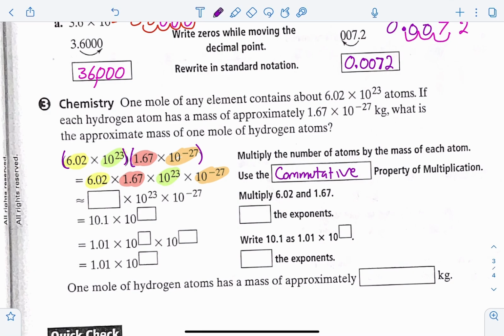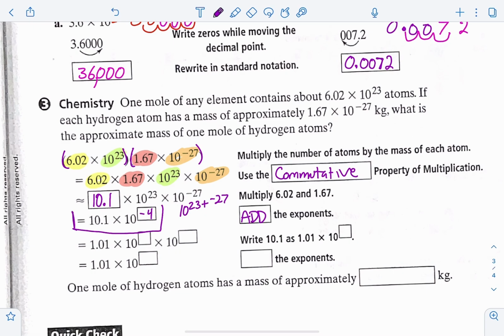6.02 times 1.67 is going to give me 10.01. All I did was multiply those. Then I still have 10 to the 23rd and 10 to the -27. When we have things that have the same base and they're being multiplied, we add the exponents, right? We did this recently. So we have 10 to the 23rd, essentially, plus -27. So we're going to end up with 10 to the -4.